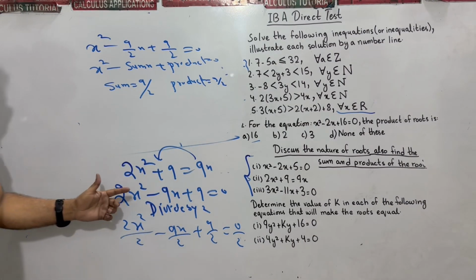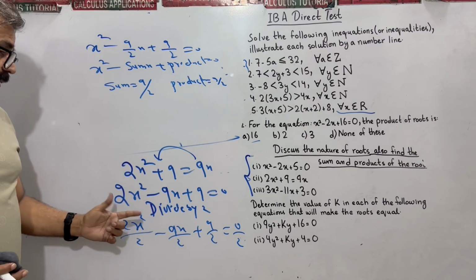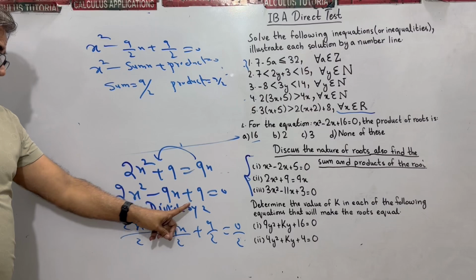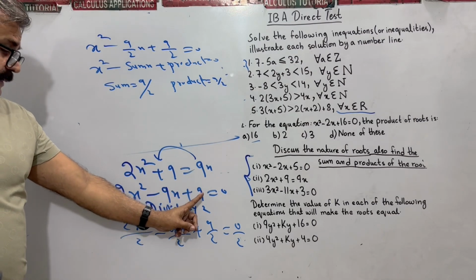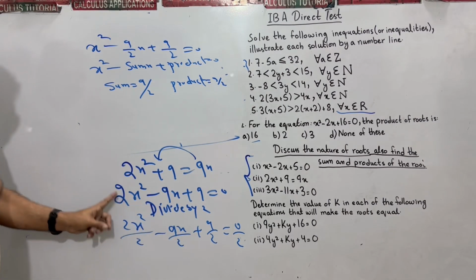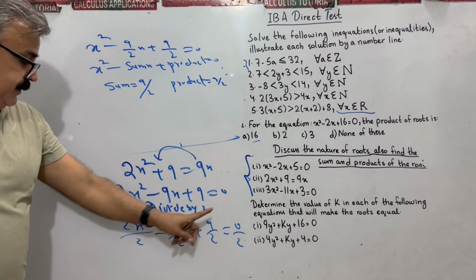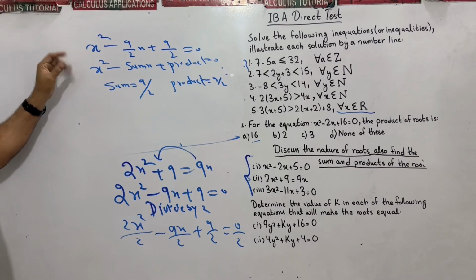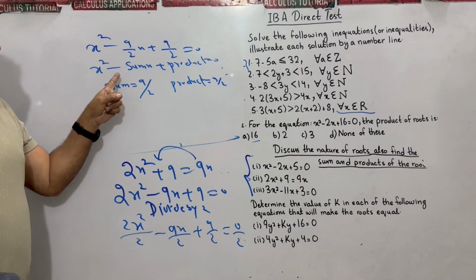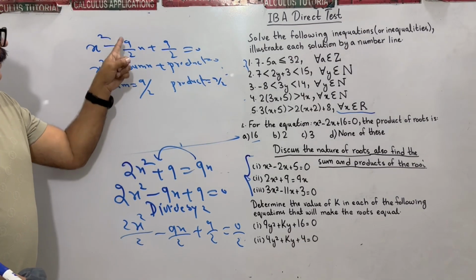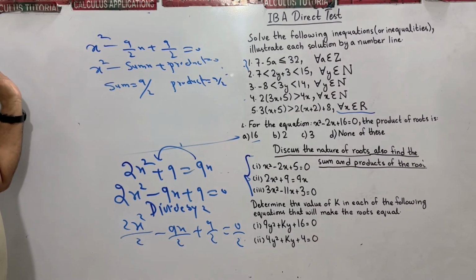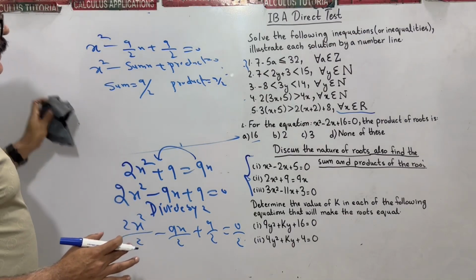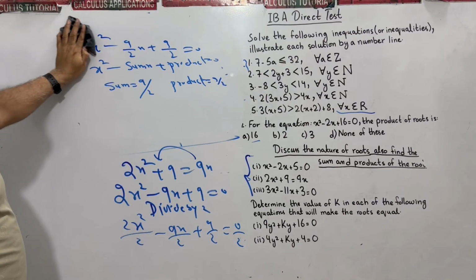If our quadratic is not in standard form, write it in standard form. I have shifted 9x here: x square, then x, then the term without x. 2x square minus 9x plus 9. We have to make the coefficient of x square 1 by dividing by 2. Once the coefficient of x square is 1, you can compare with x square minus sum x plus product. Don't take the minus; minus belongs to the formula. So the sum is 9 over 2 and the product is 9 over 2. It is not necessary that they are equal; in this case, they are equal.